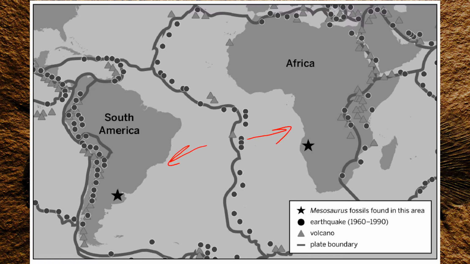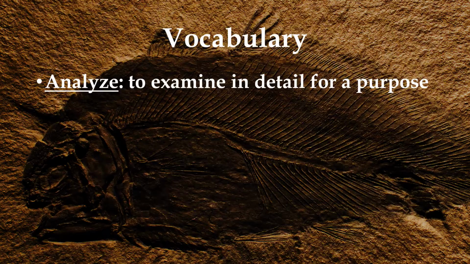How can what we know about divergent plate boundaries help explain why the Mesosaurus fossils that were once together are now so far apart? As you answer this question, what you're doing here is analyzing data to determine how the South American plate and African plate moved. Remember that to analyze is to examine in detail for a purpose. One important aspect of a scientist's job is to analyze data. Geologists analyze all types of data, but one important type of data shows patterns on the Earth's surface.